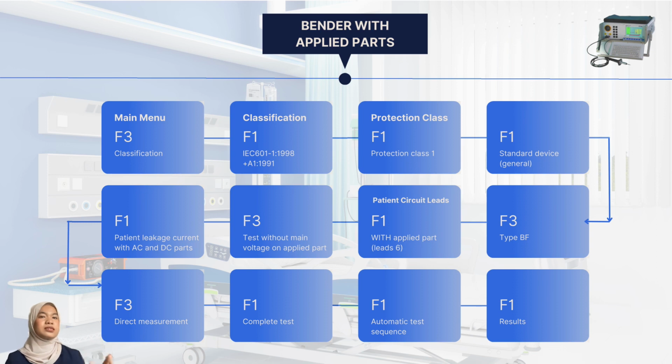For this one, we will use the same steps as Bender without applied part, except for a slightly different step, which is the first one, the number of patient circuit leads. We will choose F1, which is the with applied part, and we will choose number of leads of 6. And then we will press F3, which is the test without main voltage on applied part, and we will choose patient leakage current measurement with AC and DC part and proceed to direct.